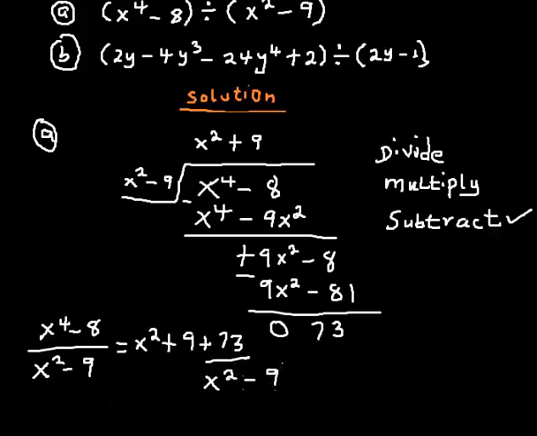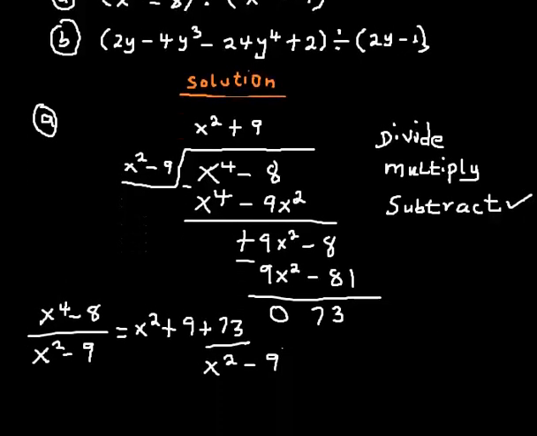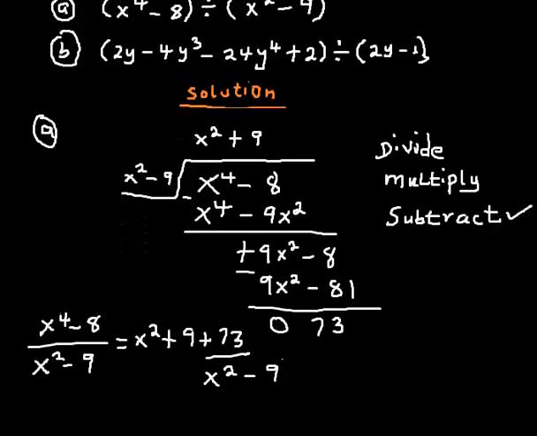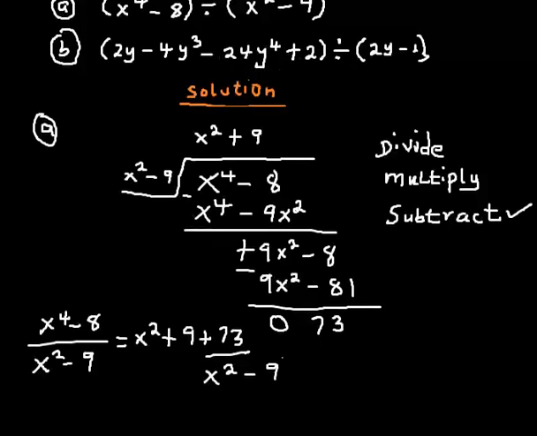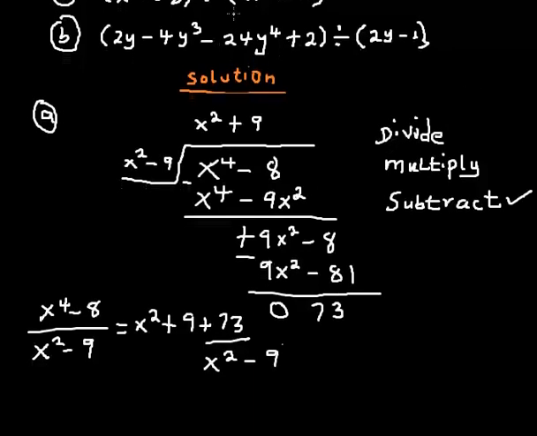All right, let's look at the second question, which is 2y minus 4y cubed minus 24y raised to the power 4 plus 2. Now I'm going to arrange this in order, which will be much easier for me. So this will be part of the question.